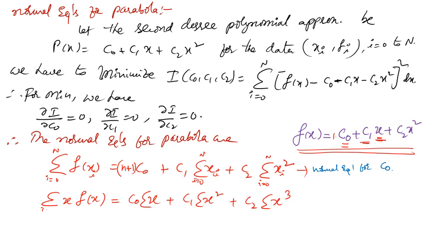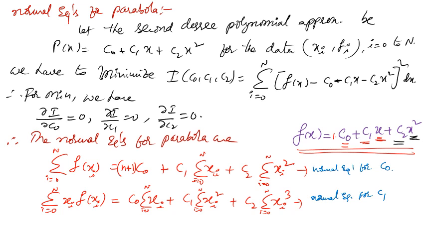Then assign i values 0 to n. xi, i is from 0 to n. This is the normal equation for c1. And the last one, what is that last one? c2. What is its coefficient?